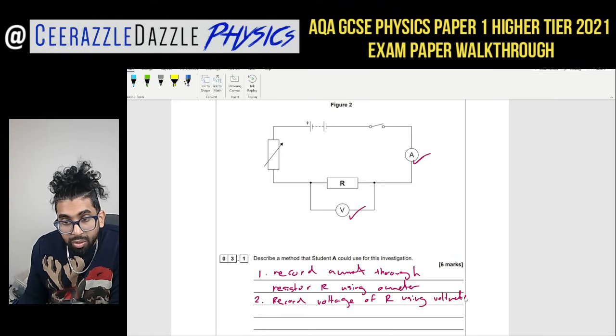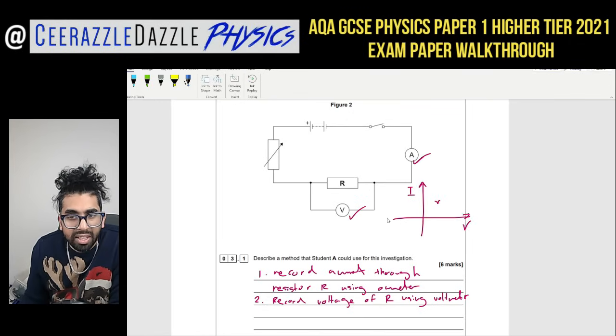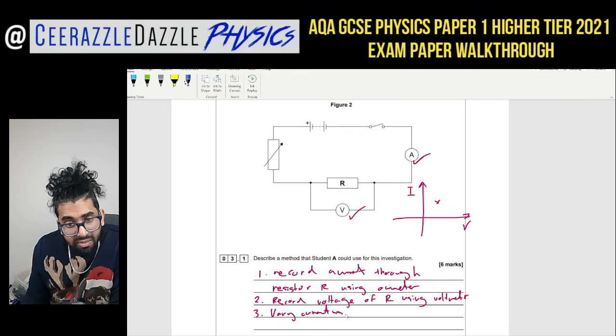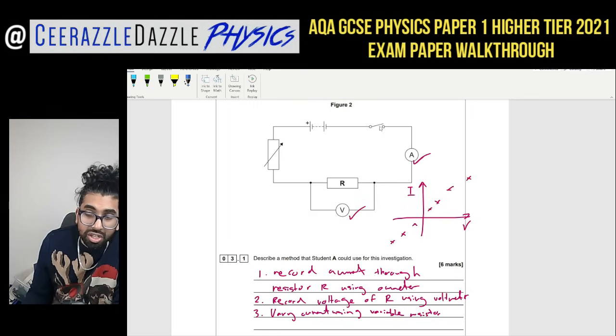Right, that will only give you one set of results. Imagine your graph, with current and voltage, you'd only get one result here. You want a range of results. The only way you can do that is to vary the current using the variable resistor. So 3, vary the current using the variable resistor. That's how we're going to get the range of results over here, because you've now varied the current using the variable resistor, and that will change the current in the circuit.